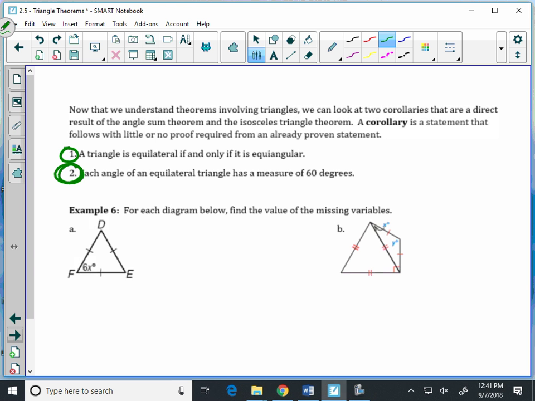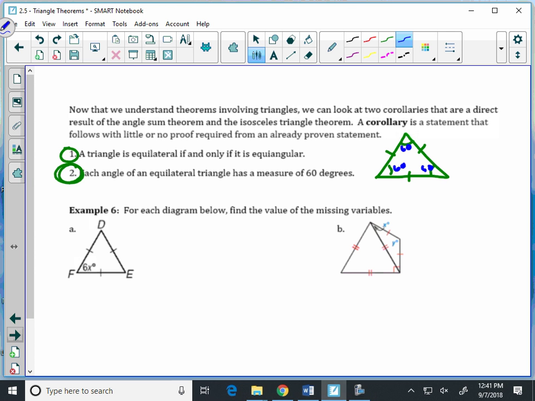Because we look at an equilateral triangle, okay? All three sides are the same, and they're all crossed with the same number of tick marks, so that means that they're all going to be the same. Three angles that are the same, they all add to 180. 180 divided by 3 is 60. Okay? So they're all going to equal 60 degrees. So another important thing to know. Okay. Equilateral triangles, all their angles are 60 degrees.